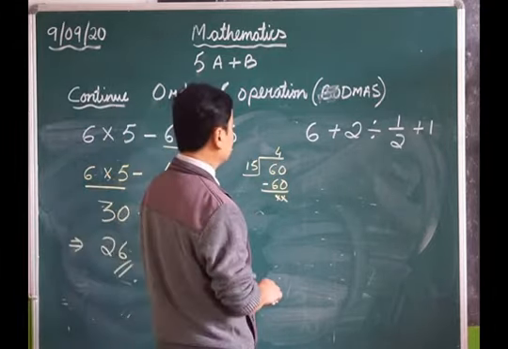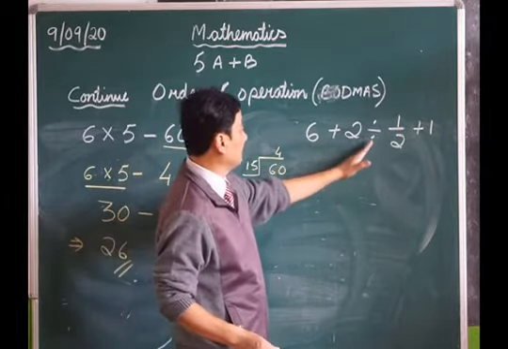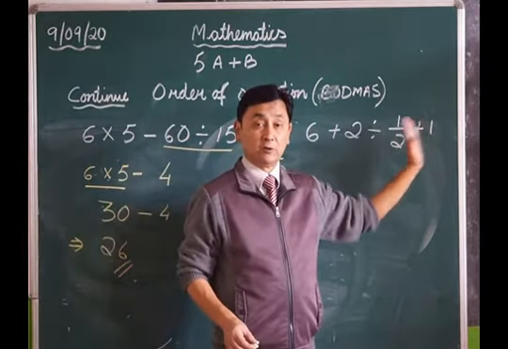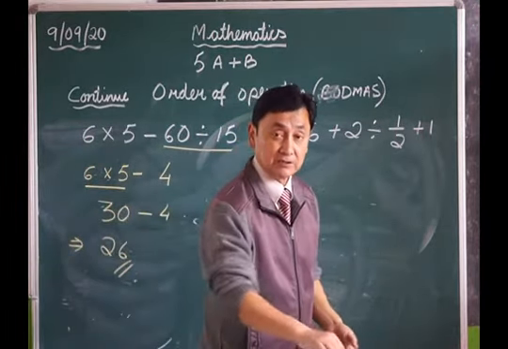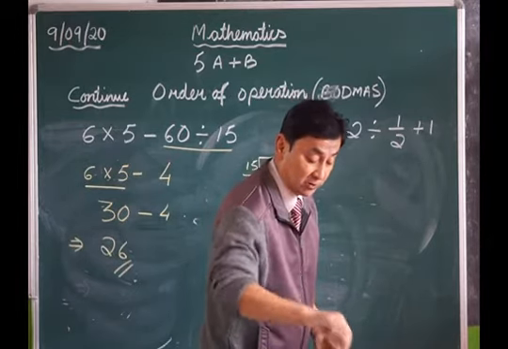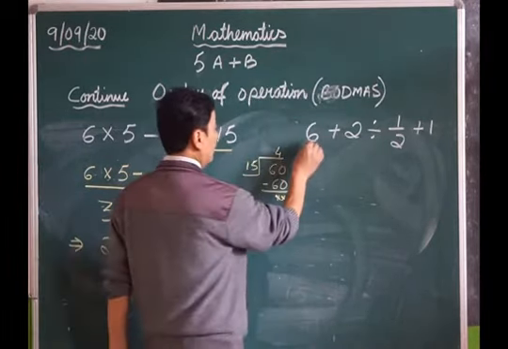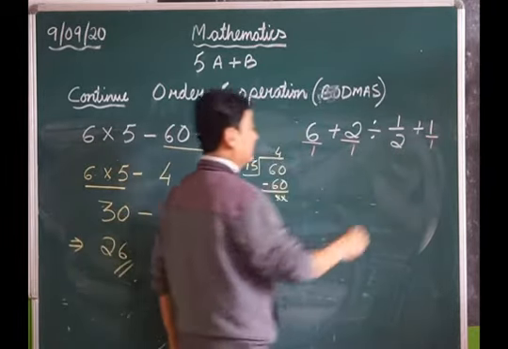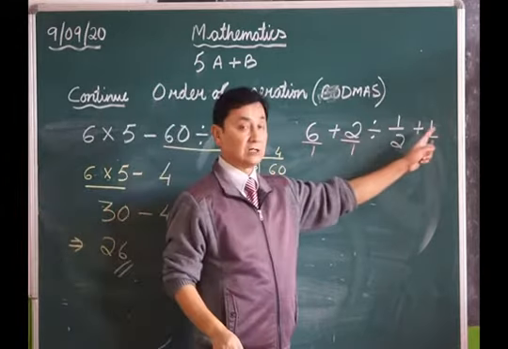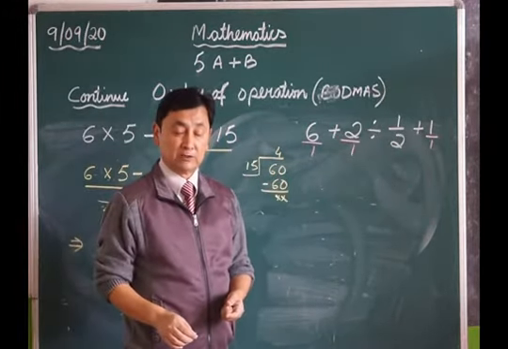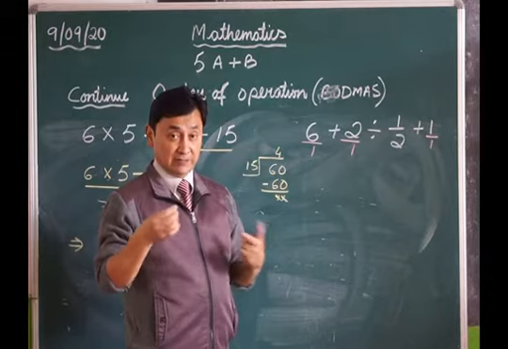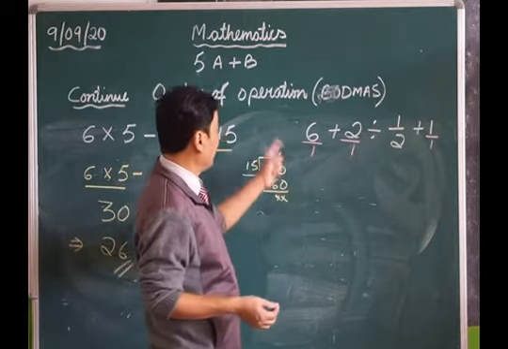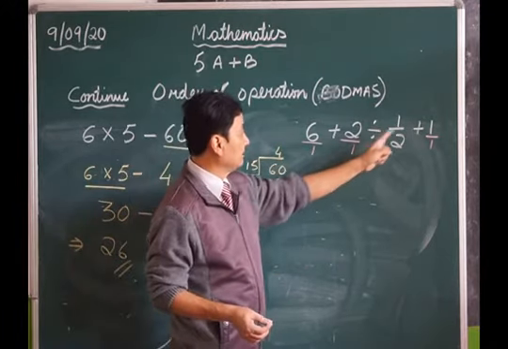Okay? So let's do this now. We've got 6 plus 2 divided by 1 upon 2 plus 1. Now to make the sum look the same, meaning to make the fractions look the same, we can add 1, 1, 1. Because there's no denominator in these sums, we can make a denominator to make the sum easier for us so that we won't get puzzled.